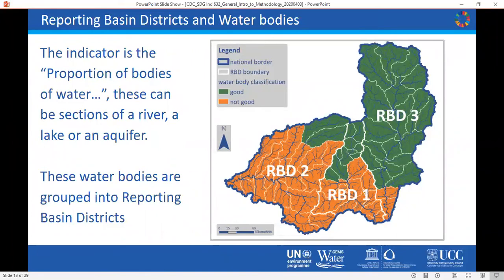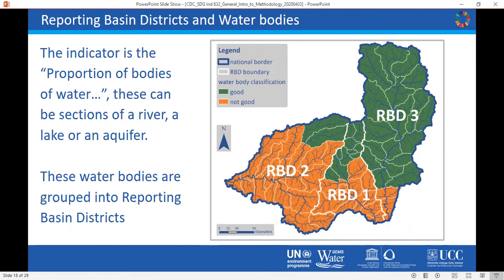The indicator is calculated as the proportion of bodies of water. Now, these bodies of water can be a short section of a river, or a small tributary of a river, a lake, or an aquifer. And as shown here, these small water body units are grouped into reporting basin districts. And this map here just shows an example of some river water bodies which are nested into 3 river basin reporting districts.